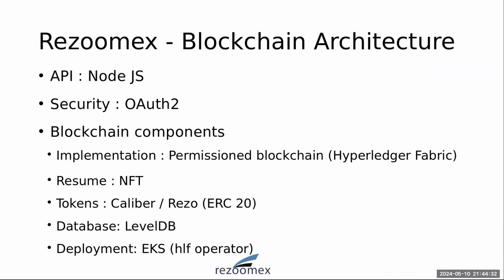Now, this is a high-level architecture. The API layer we use is on Node.js. We are using OAuth2 security. The implementation is, as I said, on Fabric. Now the main components in our system: the candidate CV in the form of an NFT. We have two types of tokens, which I will come to in the next slide, and they have different usage. The database is LevelDB, and we are deploying on EKS using the HLF operator.